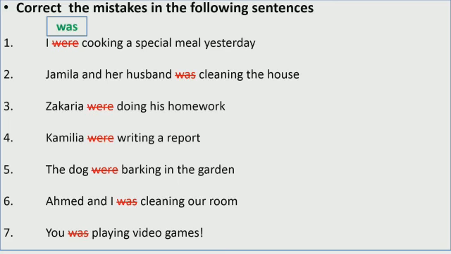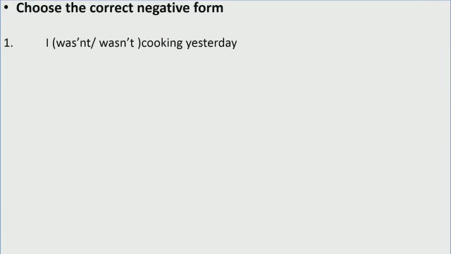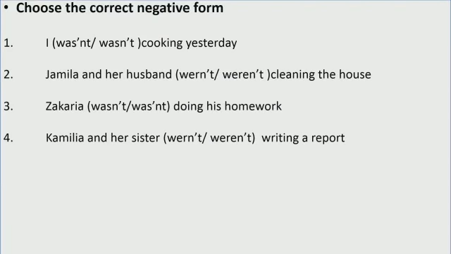So let's correct. So number 2, Jamila and her husband were. Good. Number 3, Zakaria was. Nice. Number 4, Camellia was. And number 5, the dog was barking. Nice. Ahmed and I. It's Ahmed and I, not just I. Good. Were. Number 7, you were playing video games. Excellent.